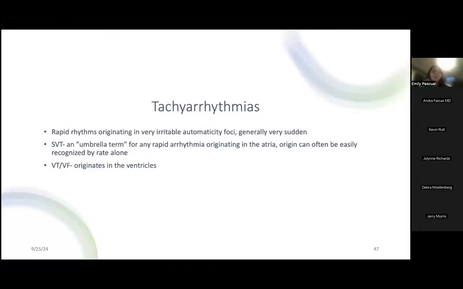So tachyarrhythmias are rapid rhythms. Generally, this is from irritable automaticity foci in the heart, meaning there are cells somewhere in the heart that are irritable and sort of misfiring. SVT is really an umbrella term for any fast heart rhythm that comes from the atria. The origin of SVT can often be recognized by rate alone.